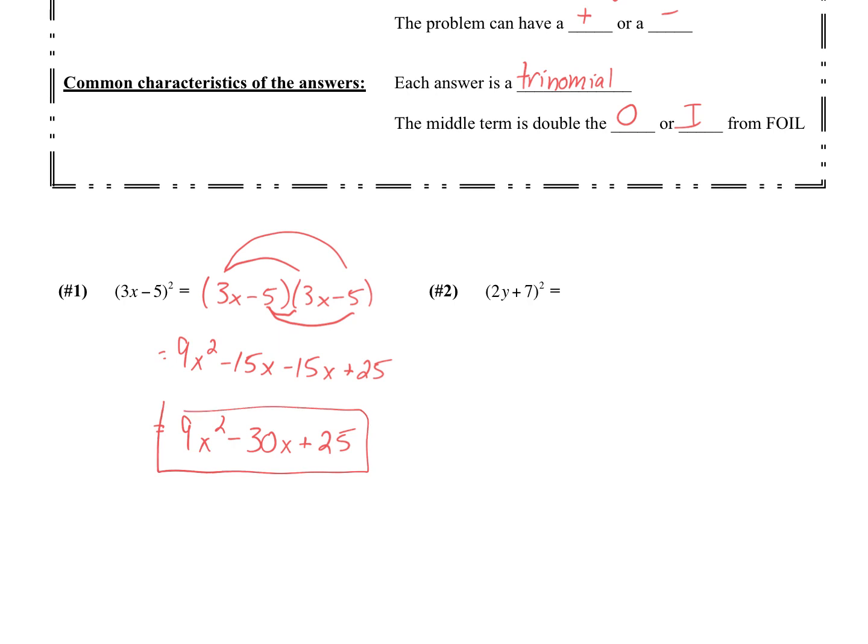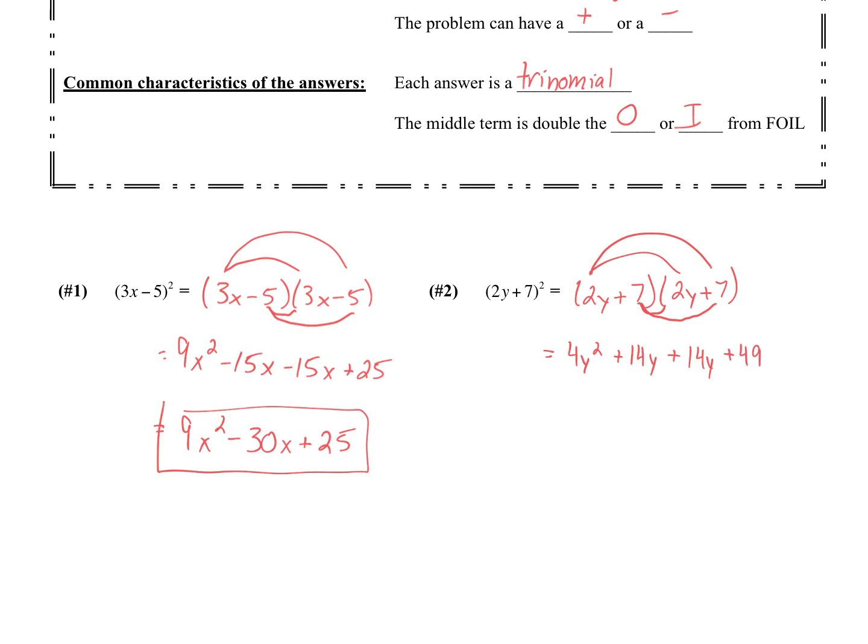We have 2y plus 7 squared. So 2y plus 7 times 2y plus 7. First times the first, that equals 4y squared. Outside terms multiplied together, plus 14y. Inside terms multiplied together, also 14y. And the last terms, plus 49.